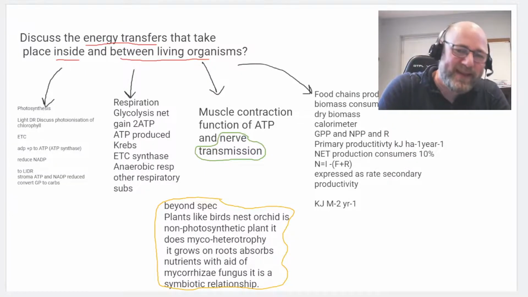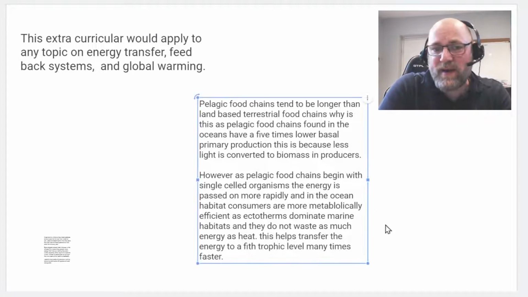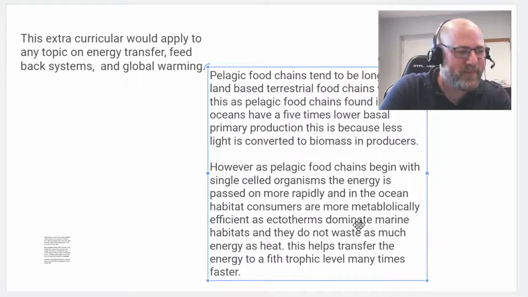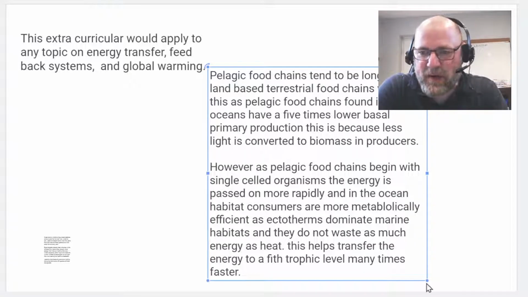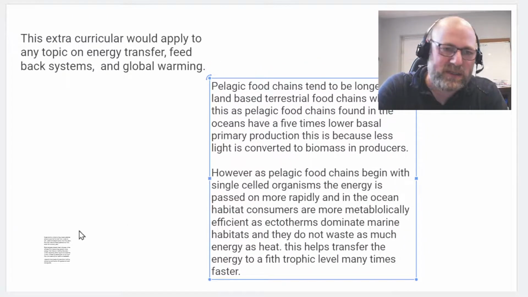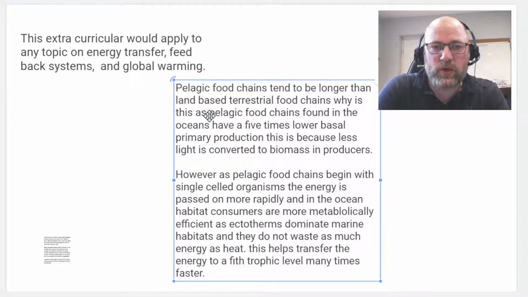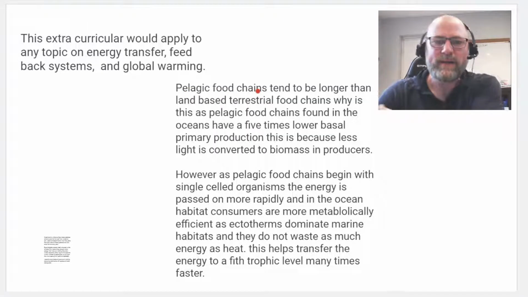Right, beyond the spec, yeah, there's that little bit, but you might prefer this one. This is another bit. This is a bit longer. Feel free to put any questions in the chat. Again, this is just to save you guys, you can research these yourselves. You literally can put into Google pelagic food chains, find out what that's about.